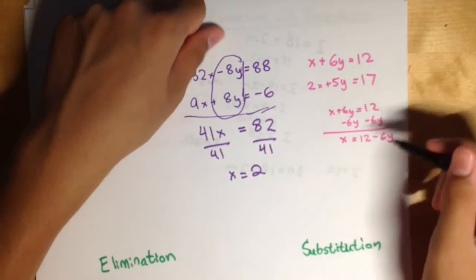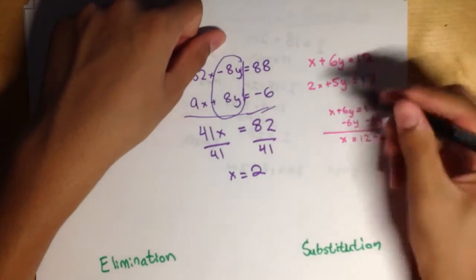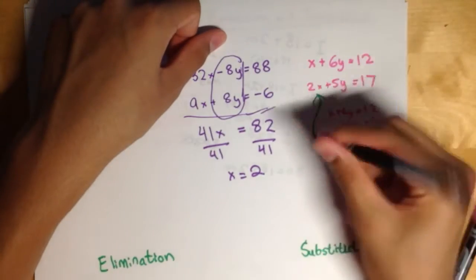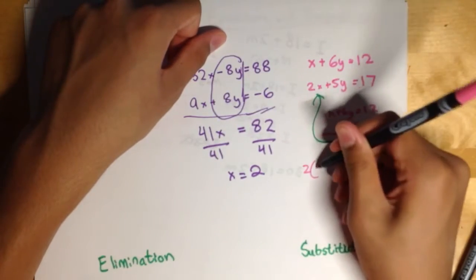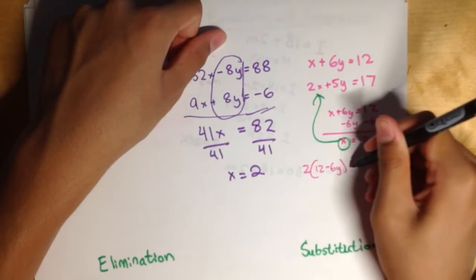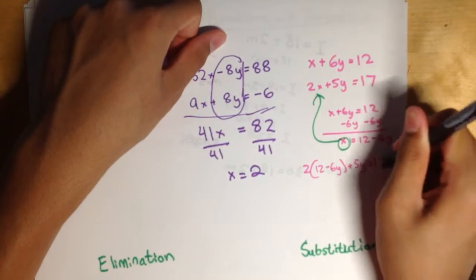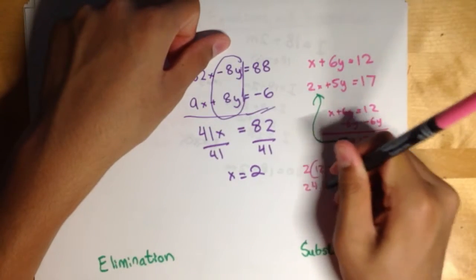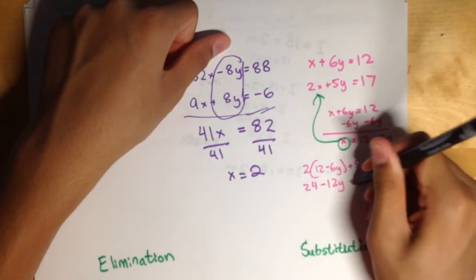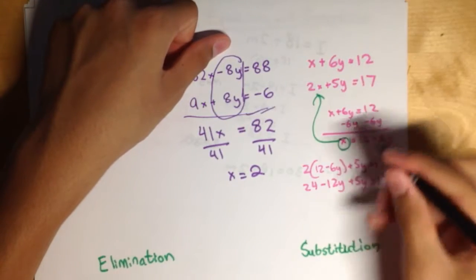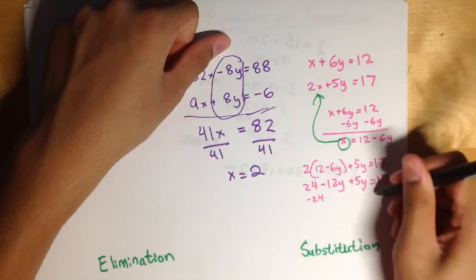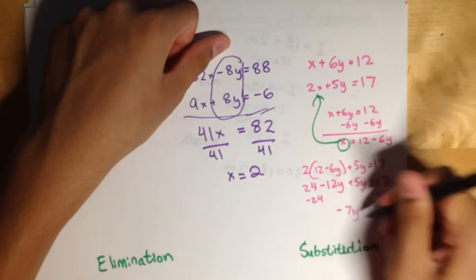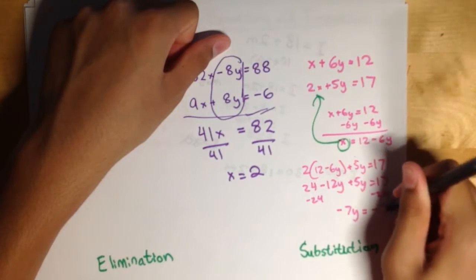So now that you have that, you can plug this x in here. This x can go right here. So what does that leave you with? 2 times 12 minus 6y plus 5y equals 17. Now you can expand this out. Using the distributive property, 24 minus 12y plus 5y equals 17. So subtract 24, and you can add negative 12 and 5. So negative 7y equals negative 7.